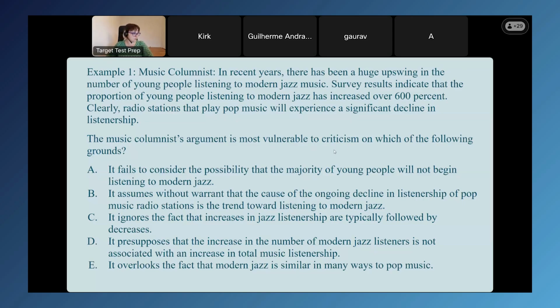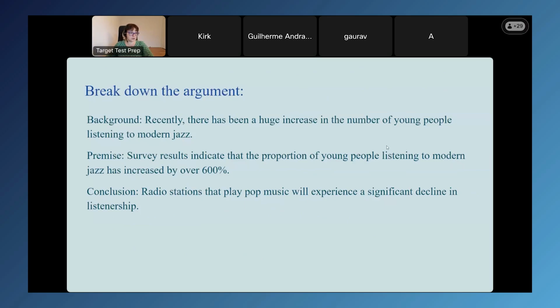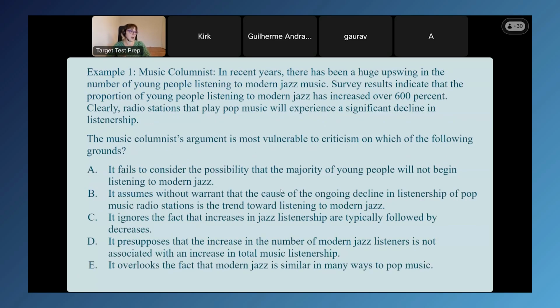So let's look at our breakdown. There has been a huge increase in the number of young people listening to modern jazz, and survey results indicate that the proportion of young people listening to modern jazz has increased by over 600%, so quite large. The conclusion: radio stations that play pop music will experience a significant decline in listenership. Okay, let's go through our answer choices, and I'll show you what I mean about the two parts of your logical flaw answer.